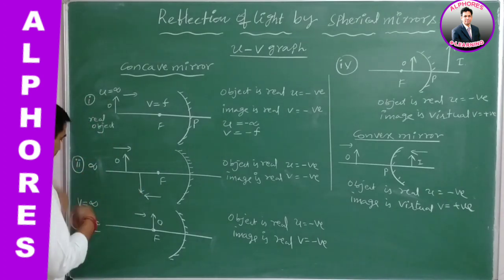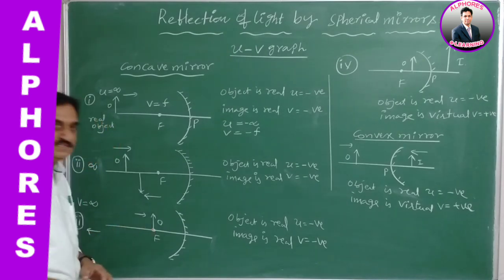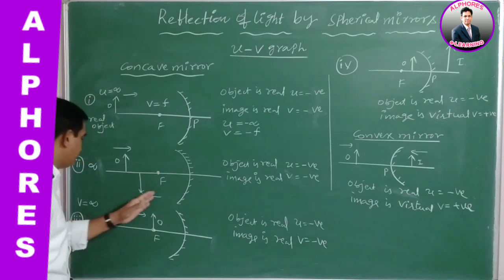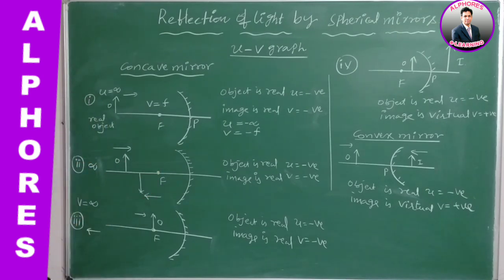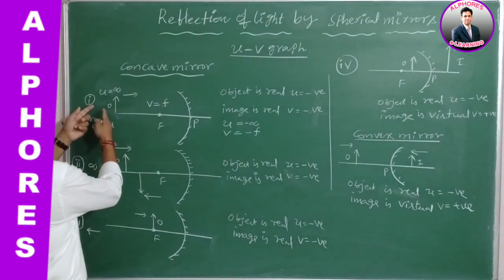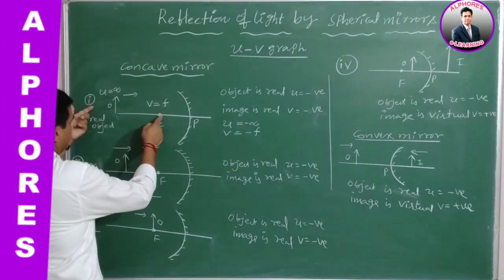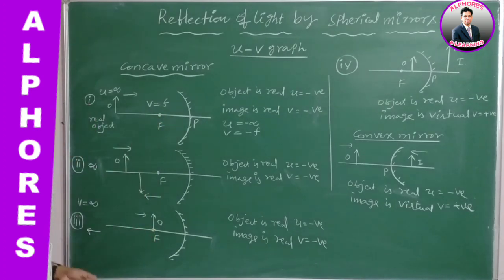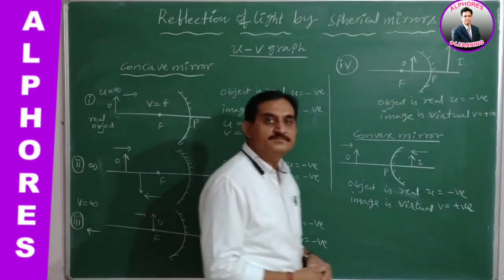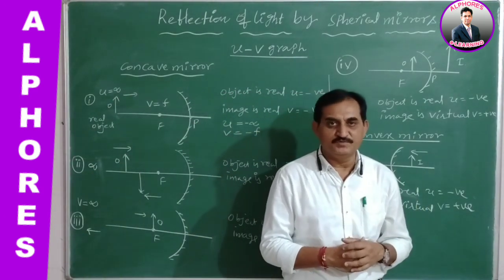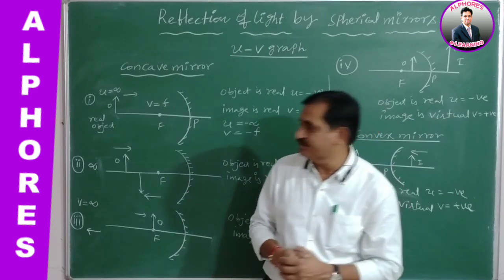Third case: when the object is at the focus point, so finally the object reaches the focus point, then its corresponding image goes to infinity. So it is quite reversed from the first case. In the first case, object at infinity, image at focus. In the third case, object at focus, image goes to infinity. So the object distance and image distance are quite inversely proportional to each other.